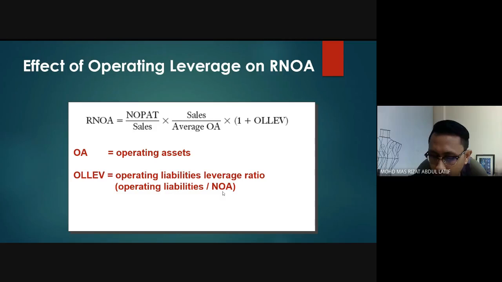So since OL/NOE is a positive number, increasing OL/NOE will increase RNOA. So that will be the effect. So lagi tinggi OL/NOE ni, lagi tinggi lah RNOA ni. Okay, so kita nak tengok in term of dia punya leverage kalau adanya operating liabilities dalam dia punya RNOA.